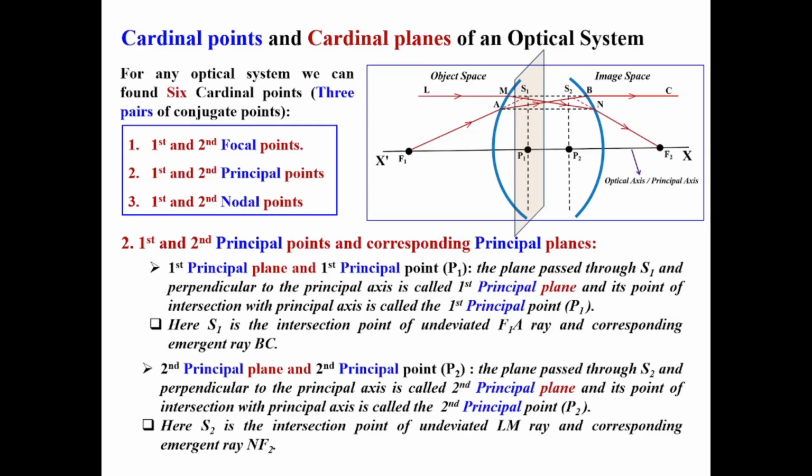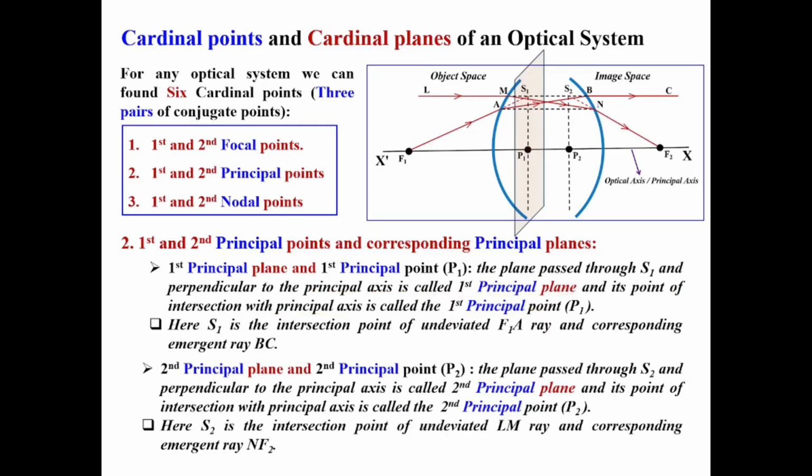Here S1 is the intersection point of your undeviated F1 ray and emergent ray BC. Through this S1, the plane passing through it and perpendicular to the principal axis is called your first principal plane, and its point of intersection with the principal axis is called the first principal point. So when the plane passes through this S1 point, it will also pass through the principal axis. Where it passes through the principal axis, that point is called your first principal point.